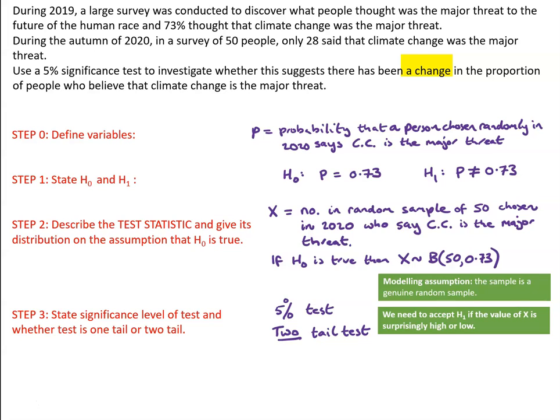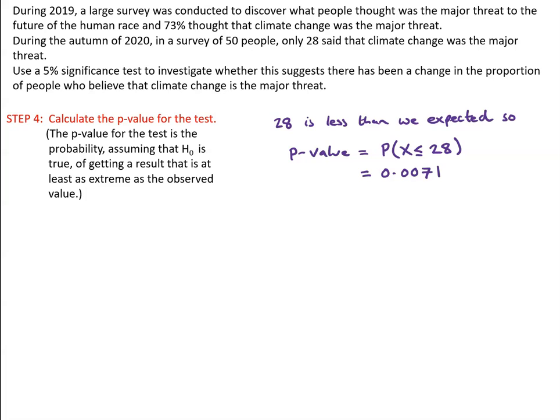Okay, so now what we need to do is calculate the p-value. So, 28 is less than we expected. So what we're going to do is calculate the probability of getting a value of X that is less than or equal to 28. And that's going to be my p-value. So, using the binomial distribution with n equals 50 and p equals 0.73, we get the probability that X is less than or equal to 28 is 0.0071.